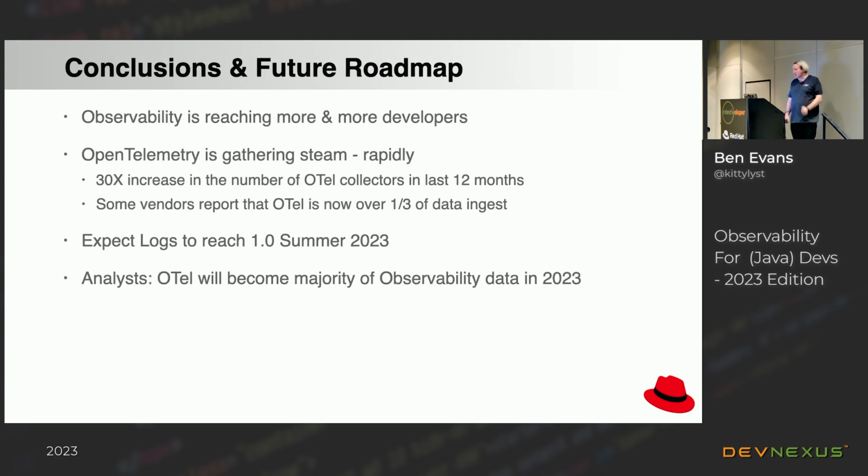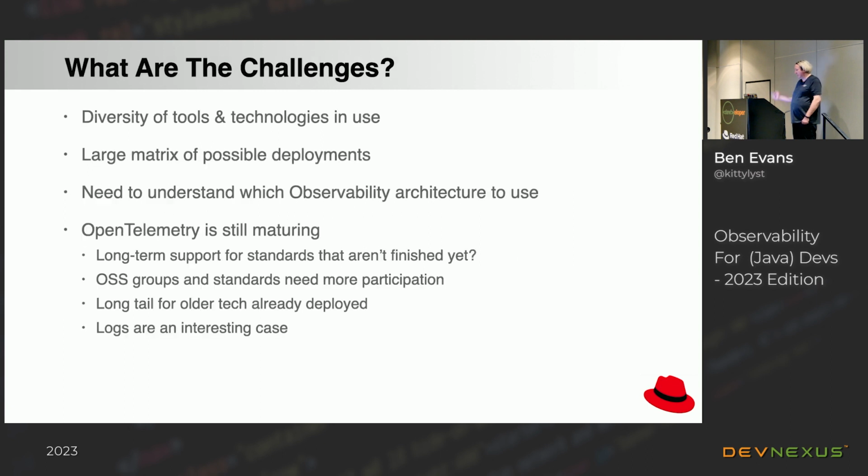Observability is reaching more and more developers. I think I saw a number, this may actually have been a New Relic number, that they saw a 30x increase in the number of OTel collectors in 12 months. That's astonishing. That and the data points for how much data they're collecting are pretty amazing. The logs, which is the one missing piece of OTel, I think will probably go 1.0 in summer, and we expect to see this become the majority of data in 2023.